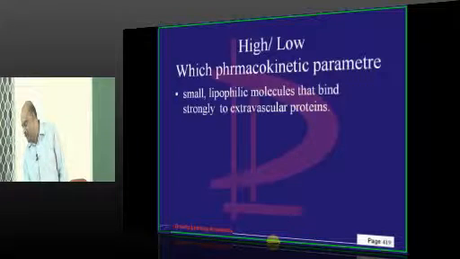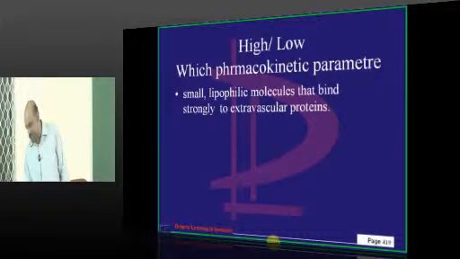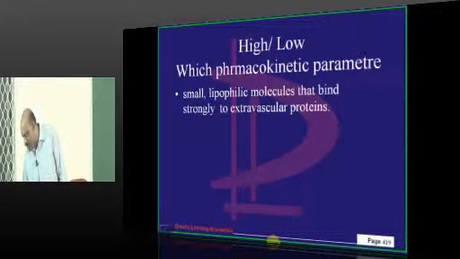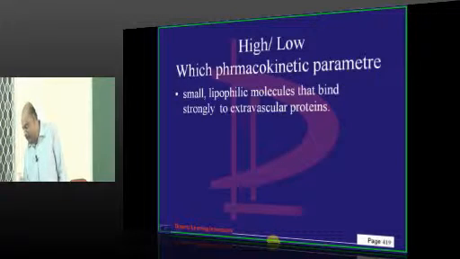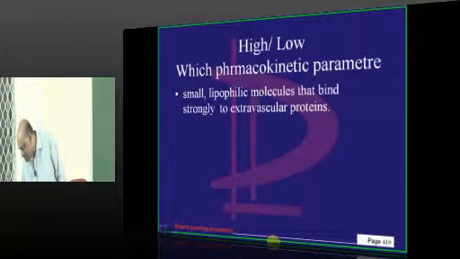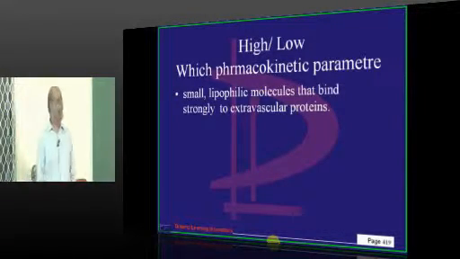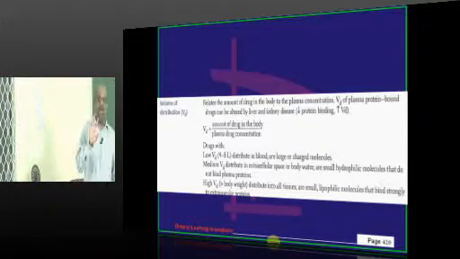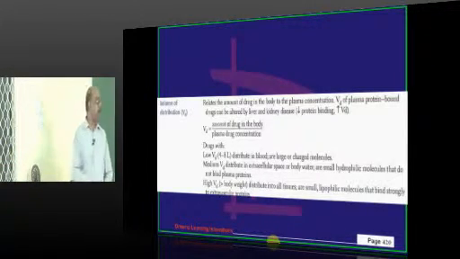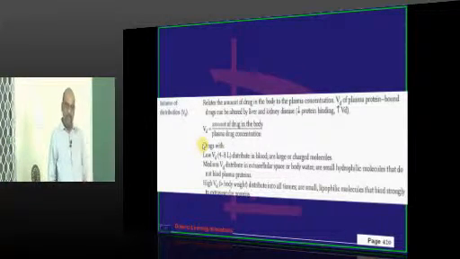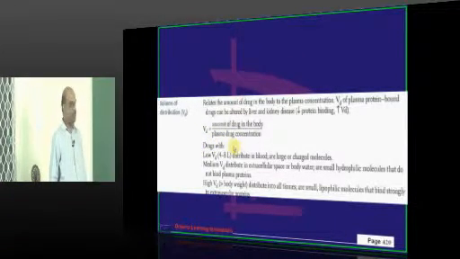Shankar says low VD, volume of distribution. Madhuri says high VD. Shankar rephrased it as long T half. Anantapur says low VD. Madhavi says high VD. What is volume of distribution? Amount of the drug in the body, total body divided by plasma drug concentration.